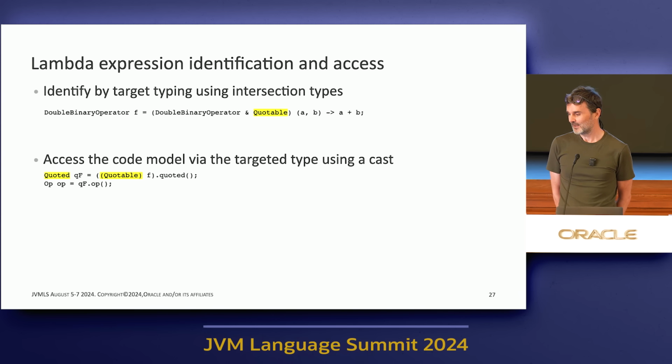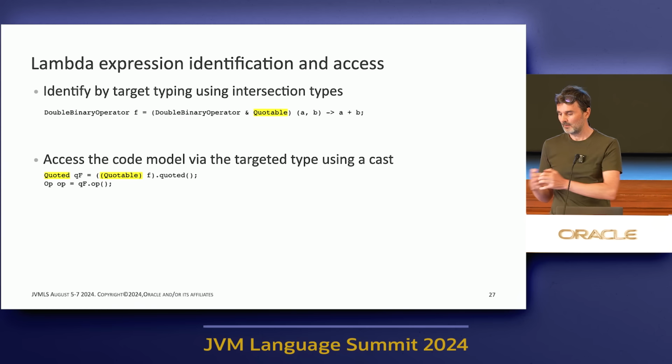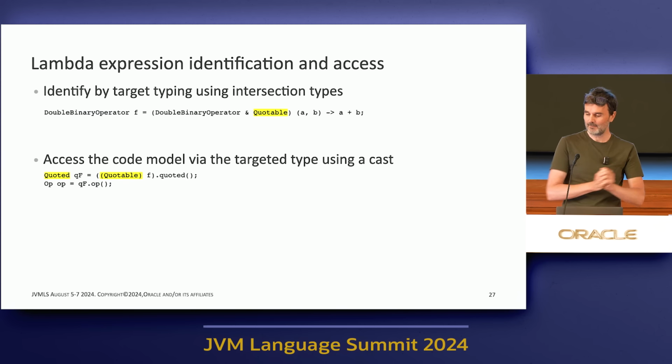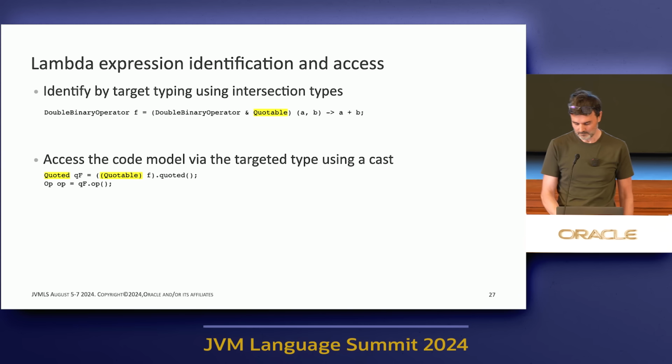Okay. So we use an intersection type here, we say it's of quotable, and then we get the usual double binary operator out on the left-hand side there. So if you want to get access to the code model of this, we have to cast it back to a quotable and then ask it for what it's quoted. So from a quotable, we get a quoted, and from a quoted, we get an op. Right, so that's the way I'm currently doing it. We'll talk about pros and cons later.